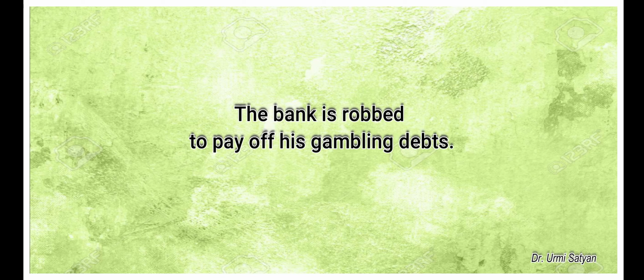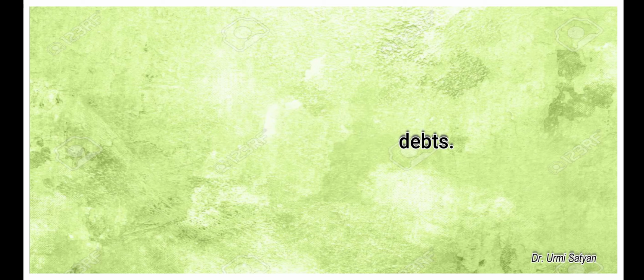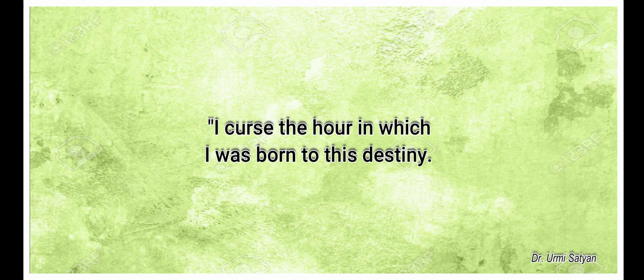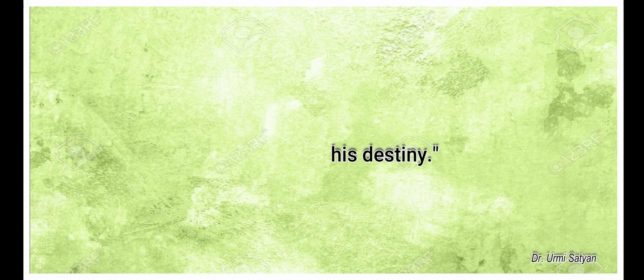The bank is robbed and Stephen is suspected as he was found rallying around the bank. The bank is actually robbed by Tom to pay off his gambling debts. On the other side, Mrs. Gradgrind dies after a long disease. This distresses Louisa. She loses control and unleashes her anger on her father. She blames him for ruining the lives of all three of them, her mother, Tom, and herself. She says, "I curse the hour in which I was born to this destiny."